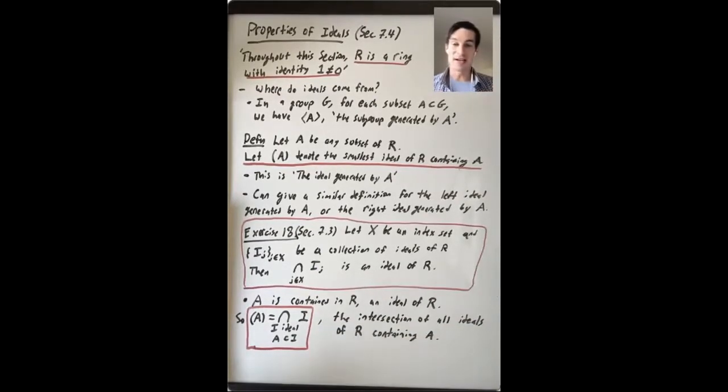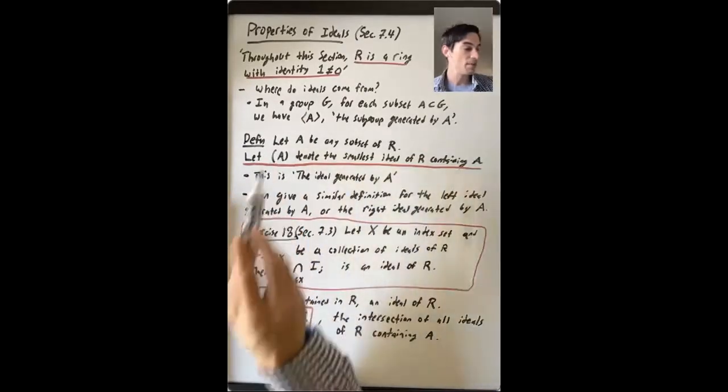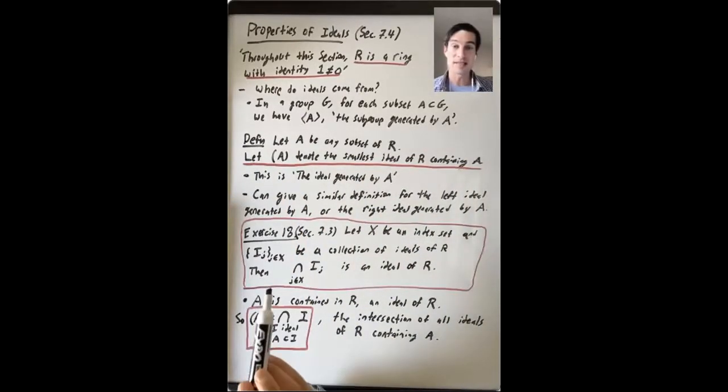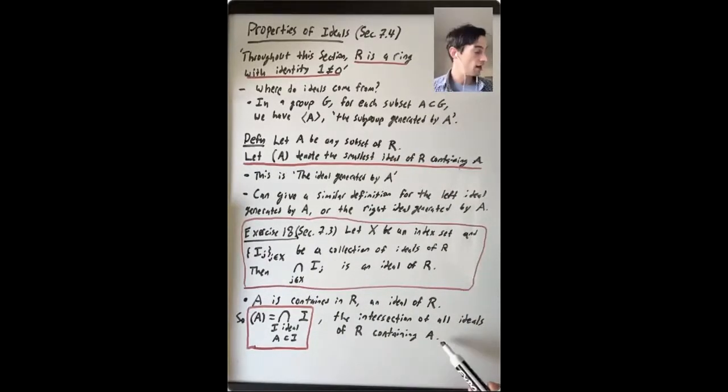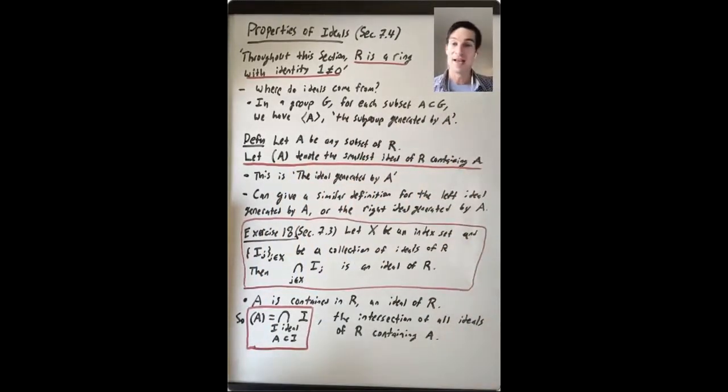So what is that telling us? That's telling us that the ideal generated by A, the smallest ideal of R containing A, is the intersection of all of the ideals of R containing A. So let me just say, this is very similar to the first description we gave of the subgroup generated by A. It was the intersection of all of the subgroups of G containing our set A.